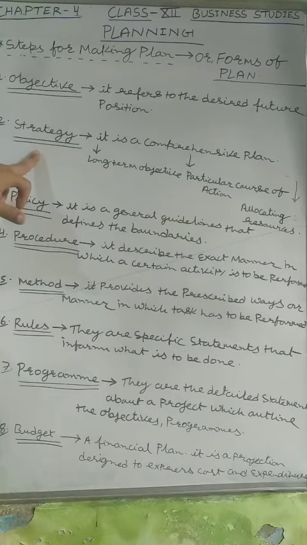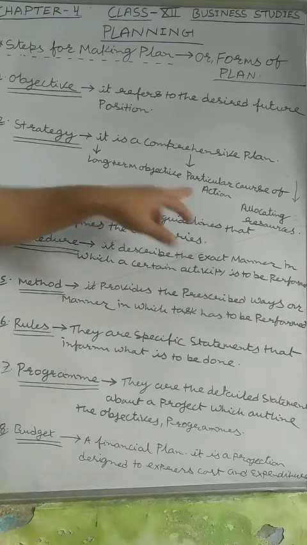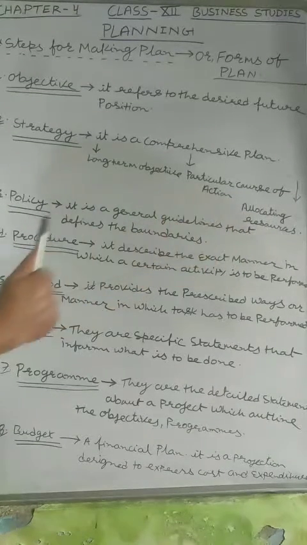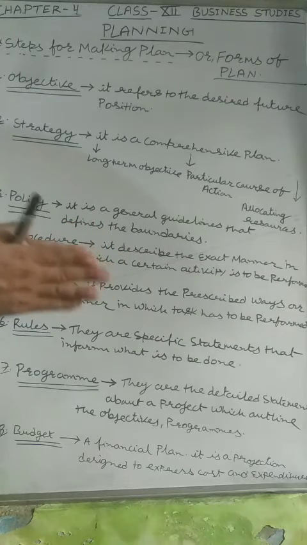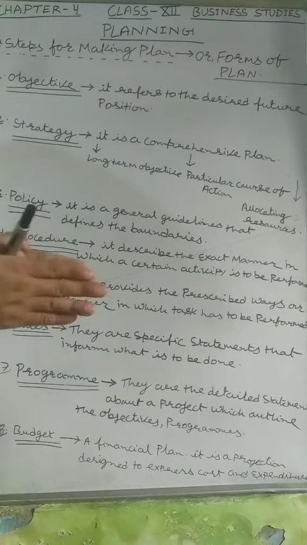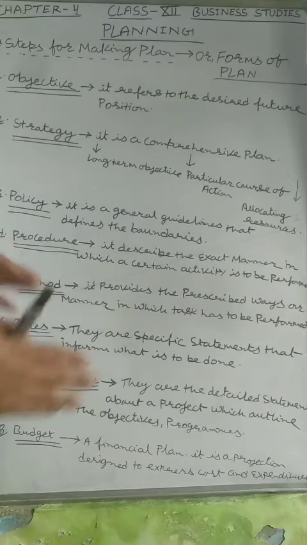Second, strategy. Strategy is also a type of plan. It is a comprehensive plan, and there are two things set under a strategy: the long-term objective and the particular course of action. A particular course of action is also known as a strategy towards a certain situation or to handle a certain problem.